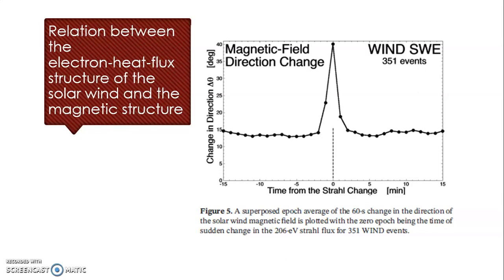At the times when strahl intensity suddenly jumps, zero on the horizontal axis, the magnetic field direction tends to undergo a strong directional change, consistent with the location of the flux tube walls. Away from those sudden jumps of the strahl intensity, the changes in the field direction are much more modest, consistent with the interiors of the flux tubes.